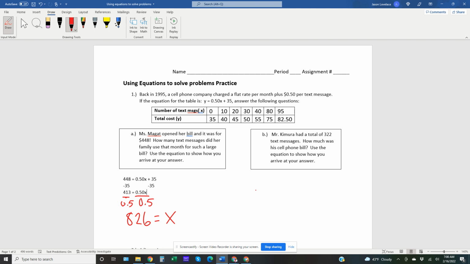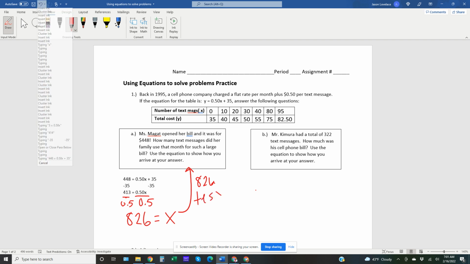Now we have to think, what were we trying to figure out? What is x? Well, if you go back to the table up above, we know that the number of text messages was x. So this means that her family sent 826 text messages. That's a 6, I promise. Oh my gosh, I can't spell. You guys know what I mean.